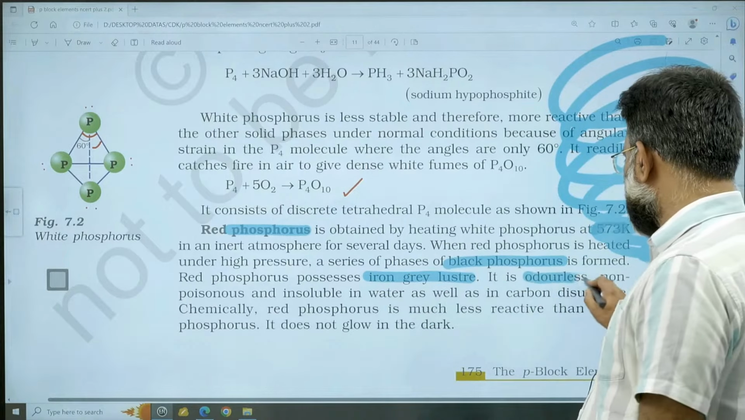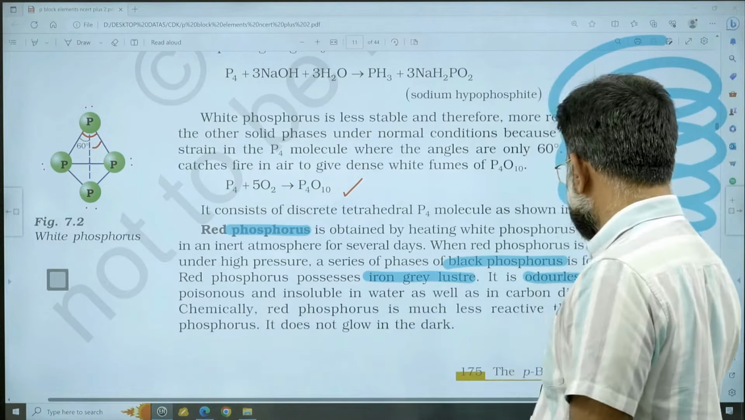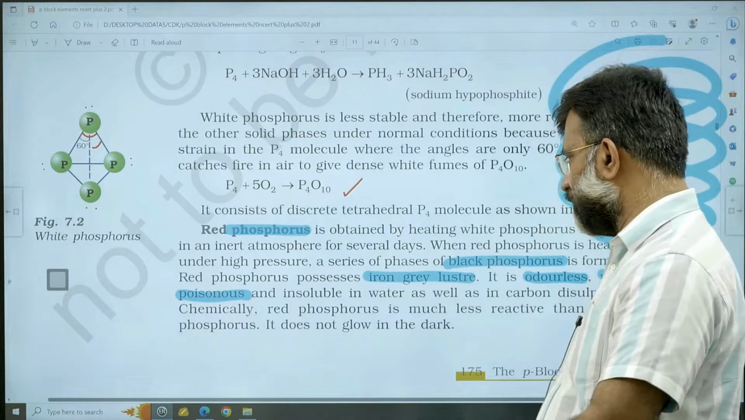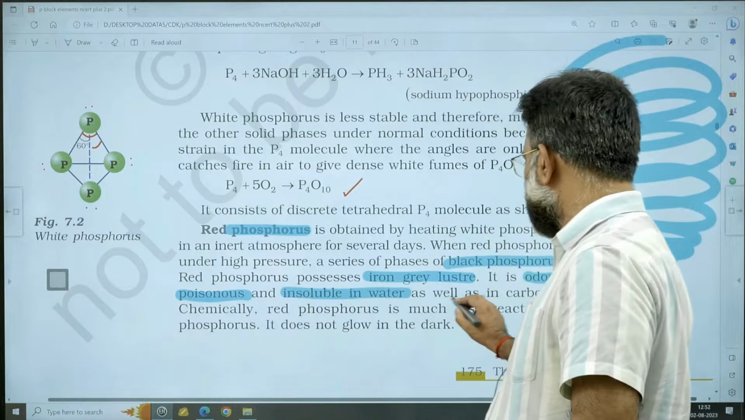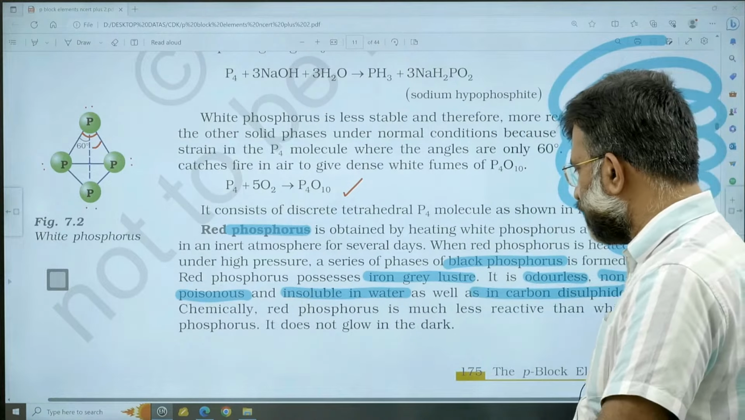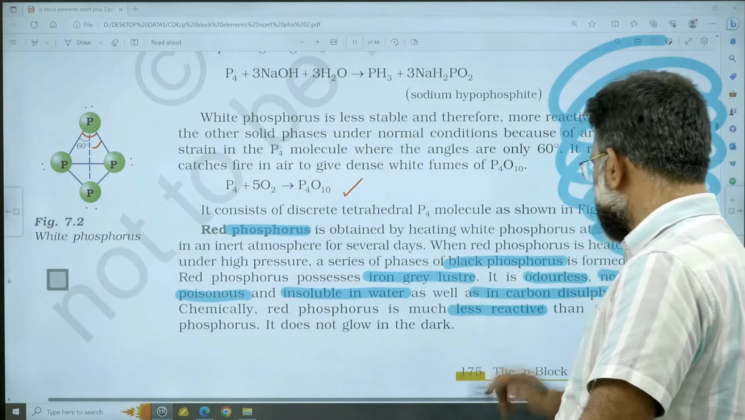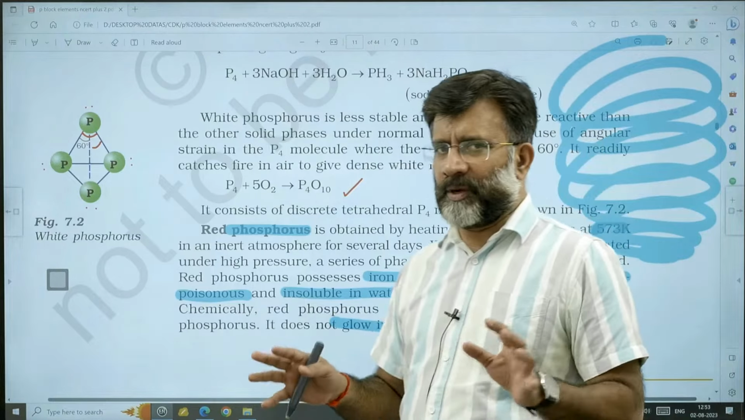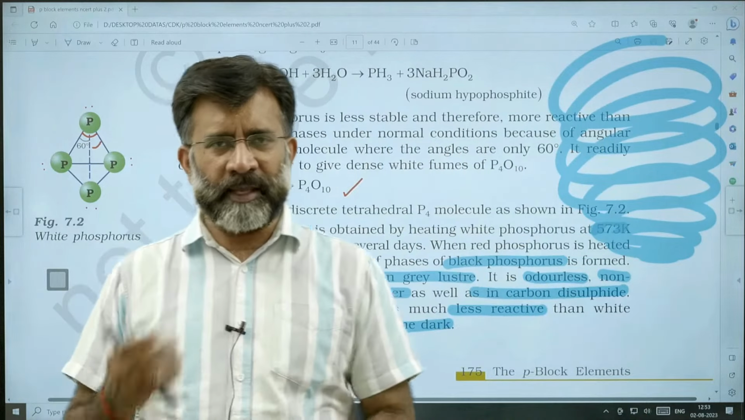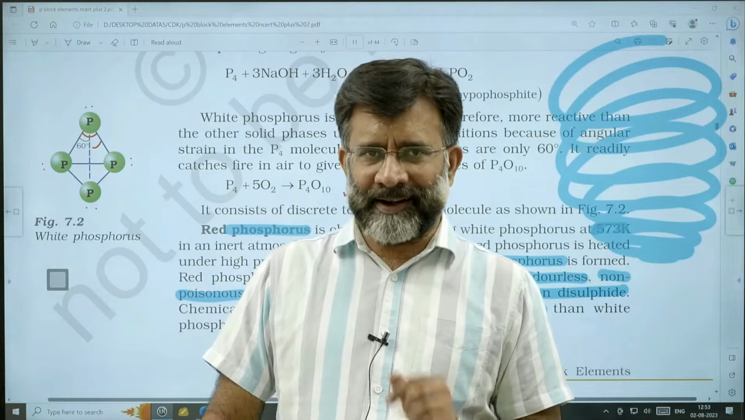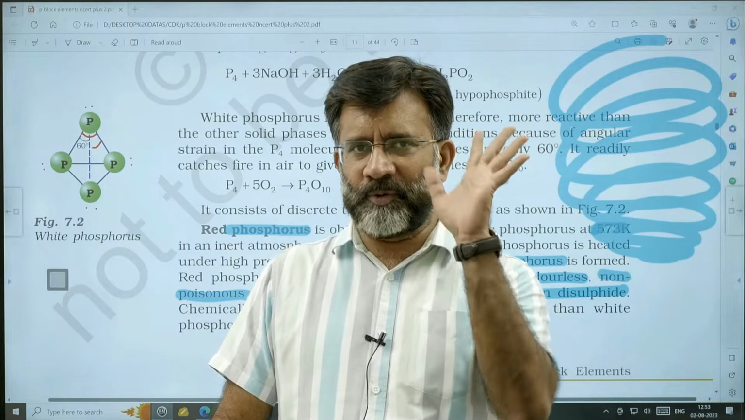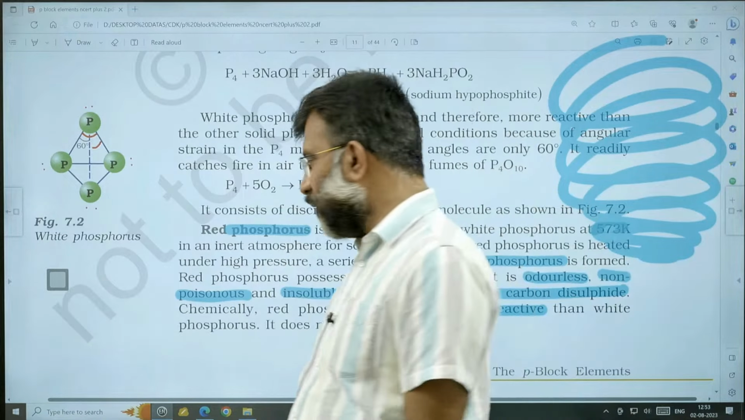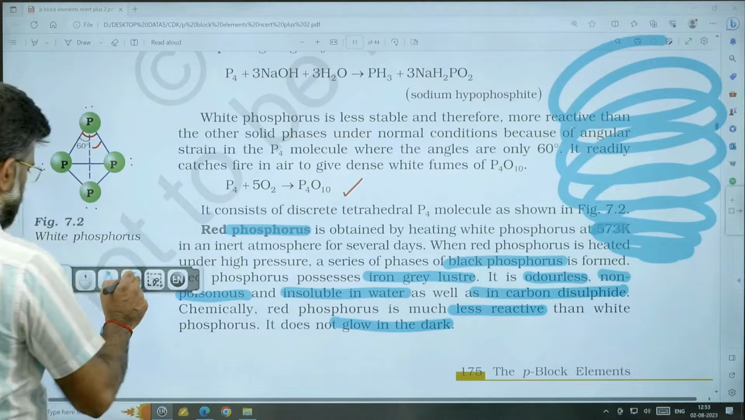It is odorless, non-poisonous. White phosphorus is poisonous, while red phosphorus is non-poisonous, and insoluble in water as well as carbon disulfide. Chemically it is much less reactive than white phosphorus, and it does not have the property of chemiluminescence. White phosphorus has chemiluminescence, while red phosphorus does not, and it is not poisonous either. That is about red phosphorus.